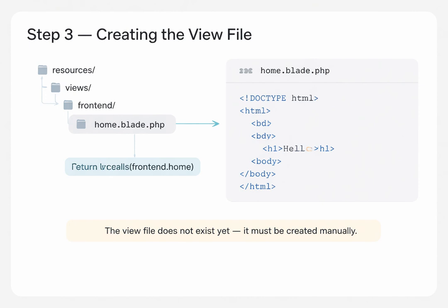So the next step is to manually create that folder and that file. The view file is where the actual HTML for the page lives. For now, it can be as simple as a basic HTML structure with a hello heading, just enough to confirm that the routing is working correctly.